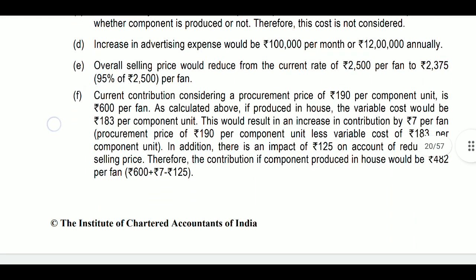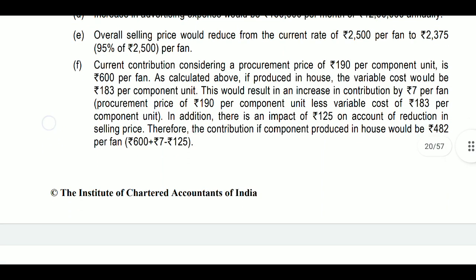Next, the overall selling price will decrease by 5%, so it will be 95%. The sale value is 2500, and 2500 into 95% becomes 2375. Next, the current contribution, considering a procurement price of 190 rupees per unit, is 600 rupees per fan.